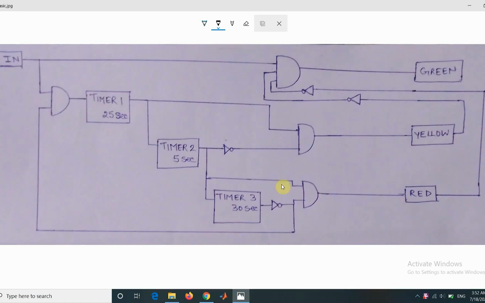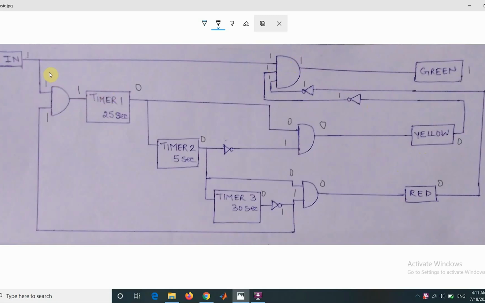Now initially when the system is just given the input, or at time t equal to 0, all the timers are reset and all the lights are off. Now when the input is given to the system, the following things happen which initiate the process. This input would be 1, and as initially all the lights were off, due to yellow and red lights both being off, these two NOT gates would output 1, and as a result this AND gate would be on and the green light would glow.